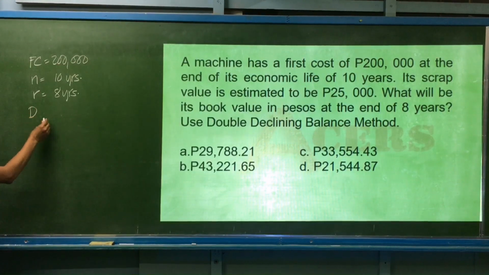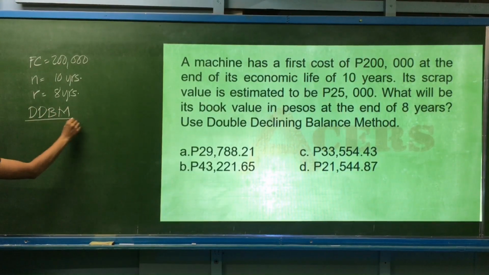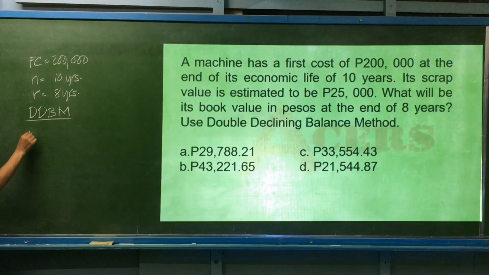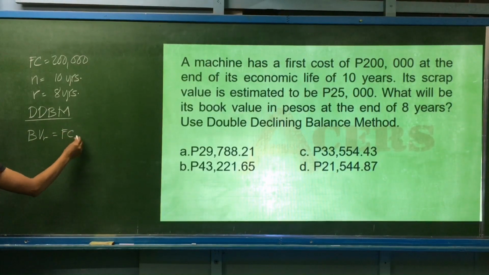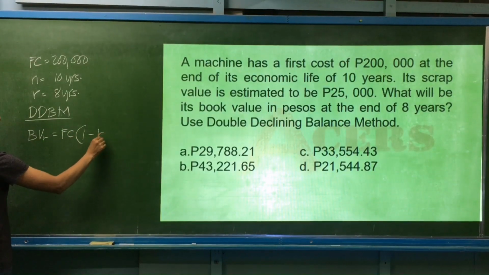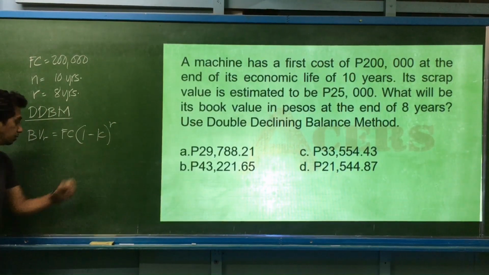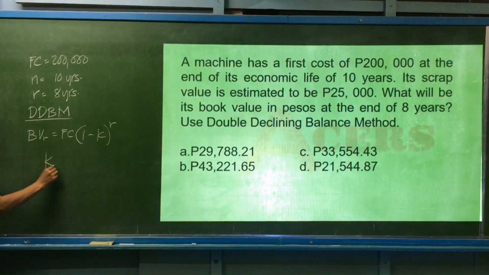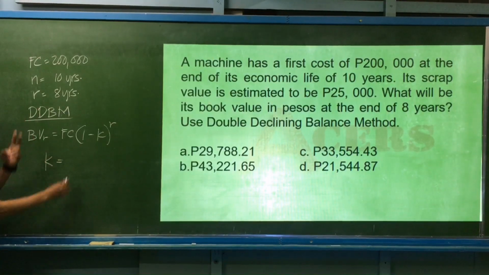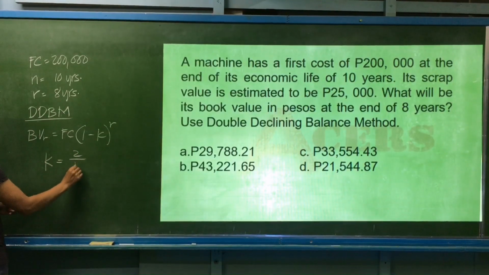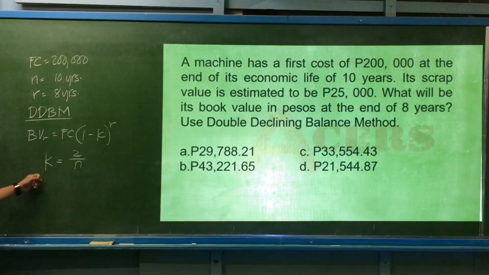So we have the double declining balance method. Pareho lang siya sa formula ng book value when it comes to the declining balance method. So book value R is equal to, let's say this is the first cost, multiplied by 1 minus K raised to R. Ang pagkakaiba lang nila sa declining balance method is yung pagkuha ng rate of depreciation, the value of K. Double, that is 2 divided by the useful life, 2/n.